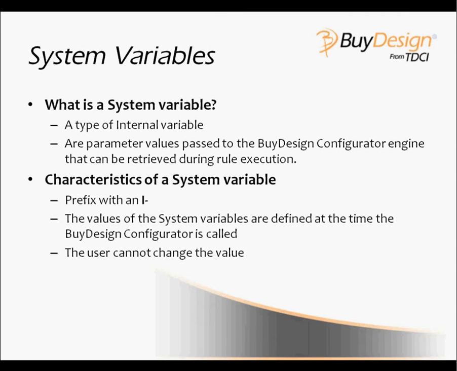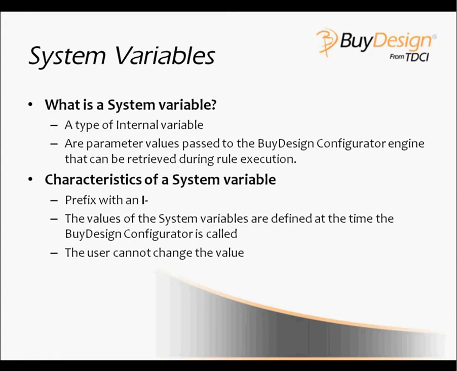Okay, first off, I want to talk about system variables. What is a system variable? Basically, very simple. It's a type of internal variable. These are parameter values that are passed to the ByDesign configurator engine that can be retrieved during execution time. What we call characteristics of a system variable: they're going to be a variable name that begins with a prefix of I-.